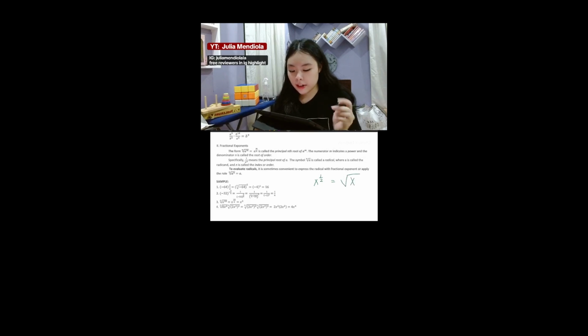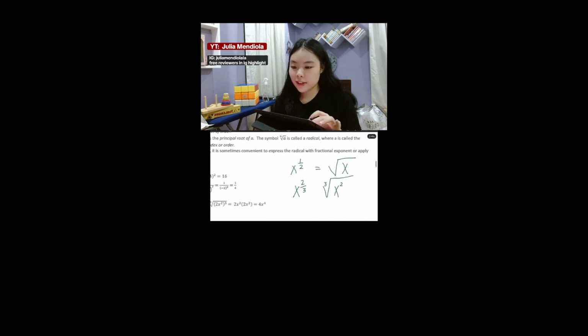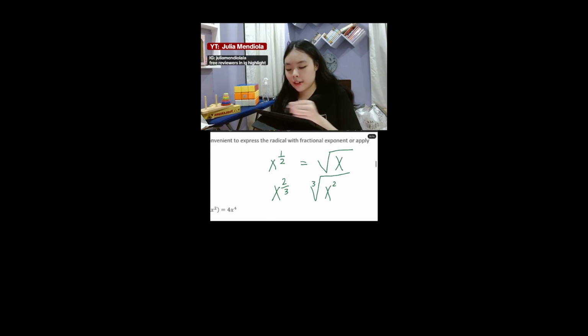So, how do I explain this? Kunyari, x raised to 2/3, yung x raised to 2, ikikip pa rin siya sa loob. Tapos, yung denominator ng fraction exponent, magiging index siya sa labas. Okay? So, ganyan itsura niya. Yung 2 dito, mapupunta pa rin sa loob, here. Pero, yung denominator becomes the index outside.